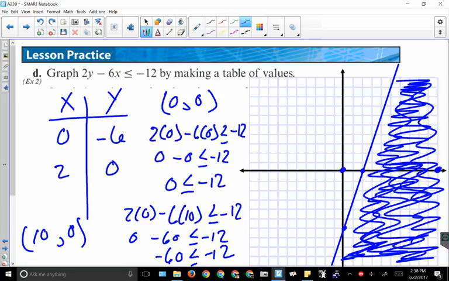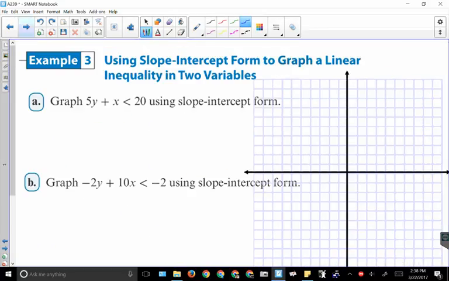Now, there are other ways of dealing with this. Using slope-intercept form makes life a lot easier, especially if we're going to go through and use the calculator. So what we need to do first then is identify what that looks like.